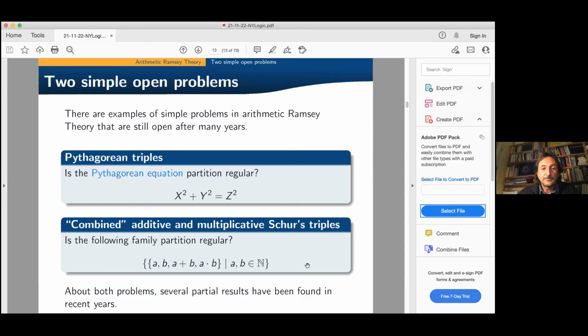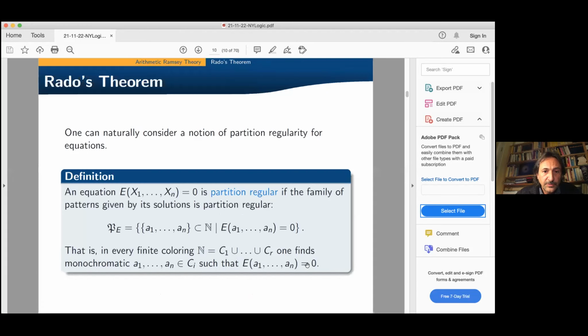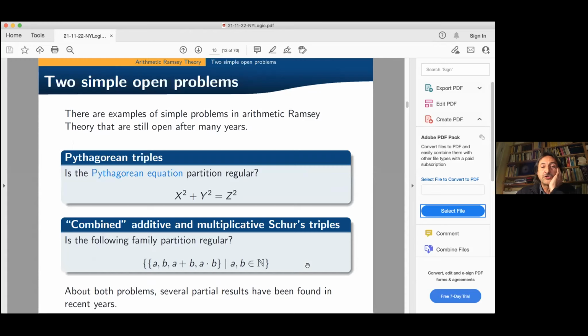Hi, I'm sorry. Could you just repeat the definition of partition regularity? There are many quantifiers in it that slipped by me. I will go back to this. Here, yeah. In any finite coloring of the natural numbers, you have to find one color that contains elements which are a solution to the given equation, that is, find a monochromatic solution. All right, okay. So for instance, about the Pythagorean equation, if you have three colors, one color must contain a, b, and c in such a way that they form a Pythagorean triple. And same thing with these kinds of patterns. You need to find a, b, a plus b, a times b in the same color.